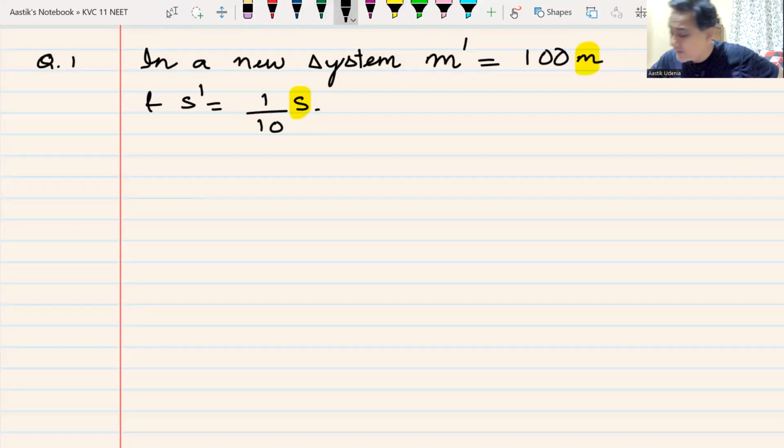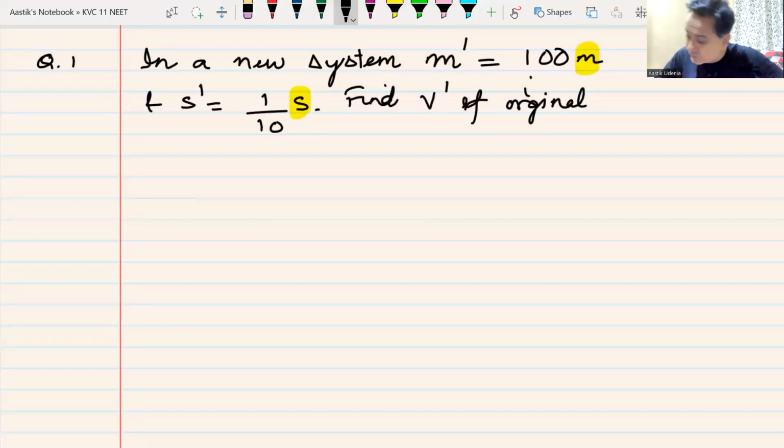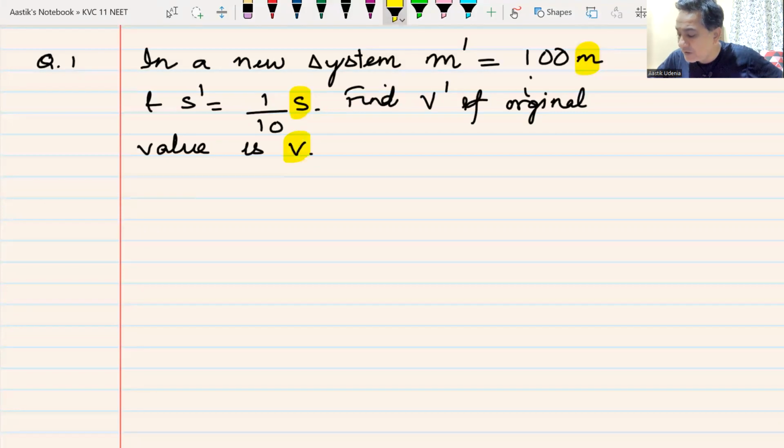Now in this system, find V dash. If the original value is V, what is V? V is our velocity. The original velocity is V. What will be the new velocity V dash?